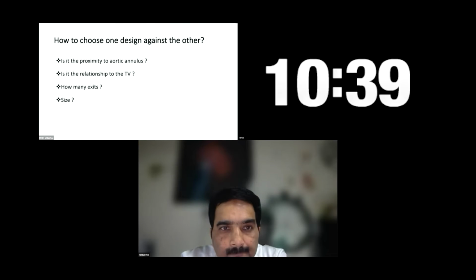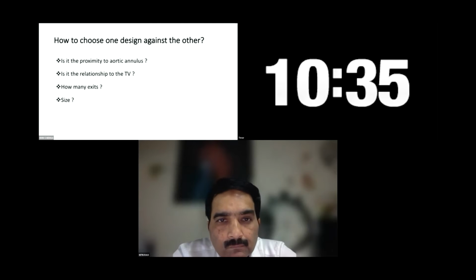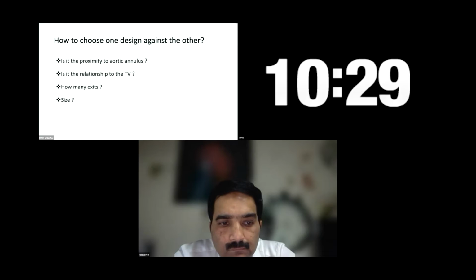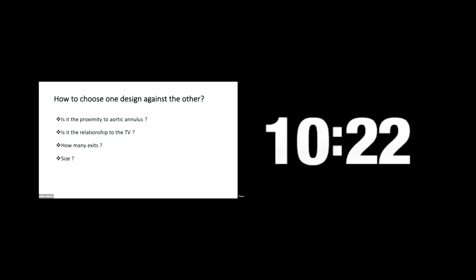So what about the VSDs? Is it proximal to the aortic annulus? Are we going to cause some aortic regurgitation? Is it related to the tricuspid valve, with long-term development of mild to moderate TR? It's not good for the patient. And how many exits? Is it a multi-fenestrated VSD or a single VSD? And the basic important thing is the size of the VSD.